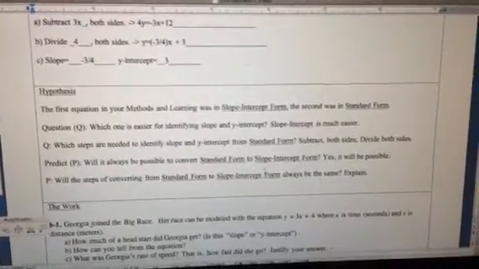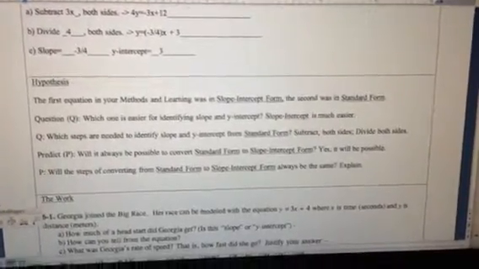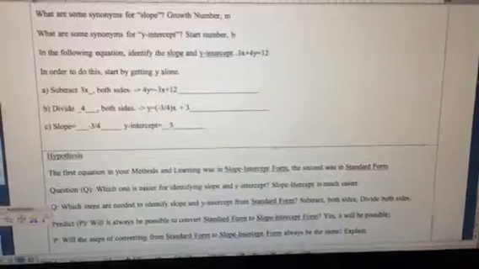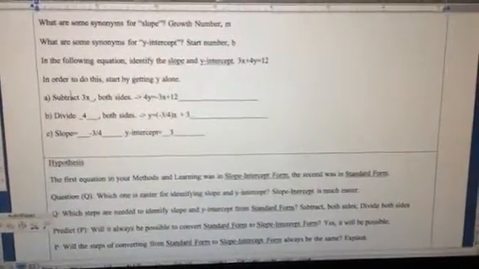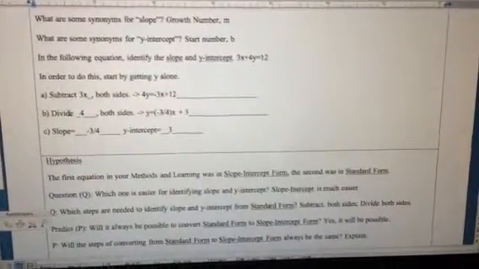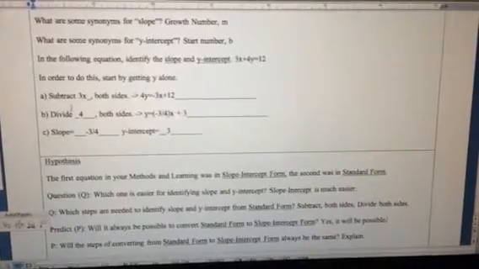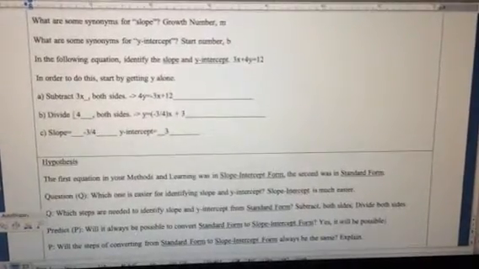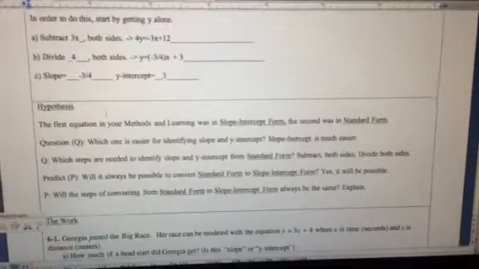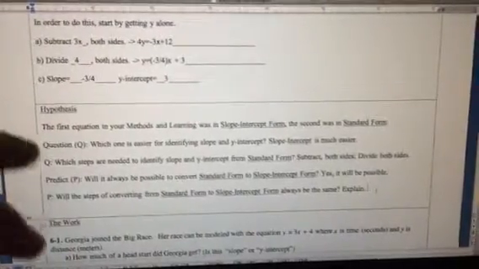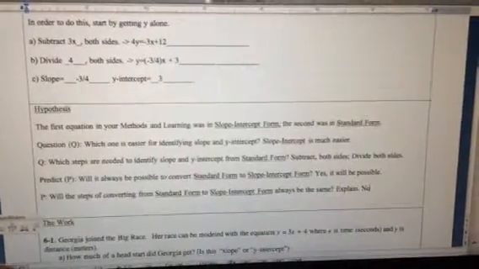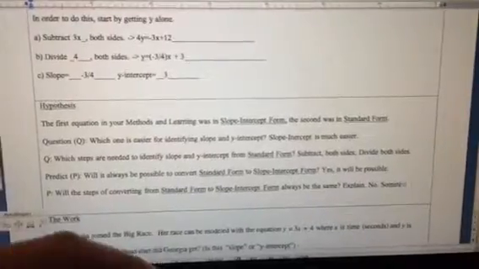Will the steps of converting from standard form to slope-intercept form always be the same? Well, this time we subtracted and then we divided. That might always be the same. Sometimes you might add, right? Sometimes it's possible that you might multiply or do something else. So I'm going to go with no, sometimes.